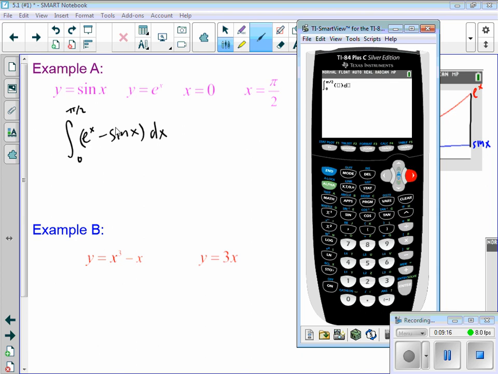Now if you have, let's say these are really long and annoying equations to type, and you already have them in your y1 and y2, then you can go into your vars and just go y1 minus y2, and then you're not having to type them again. But I don't have them in mine. So then you just put your e to the x minus sine of x, then back here you put with respect to x, that's your dx, hit enter, and it gives you your answer.